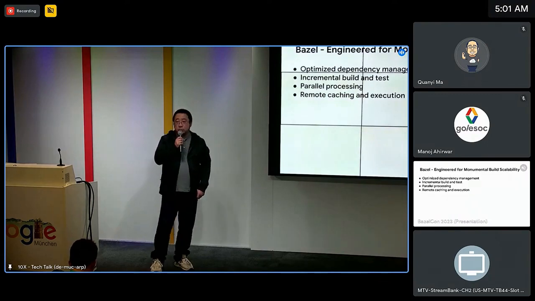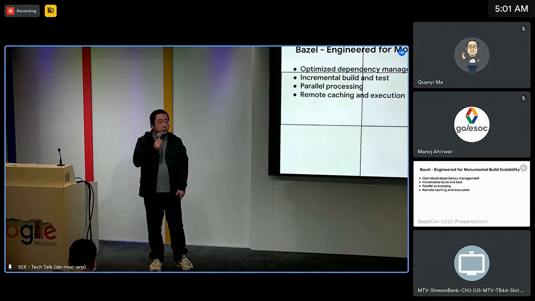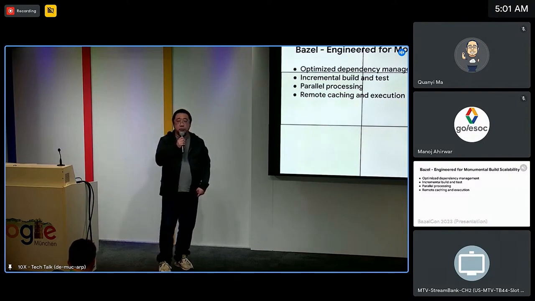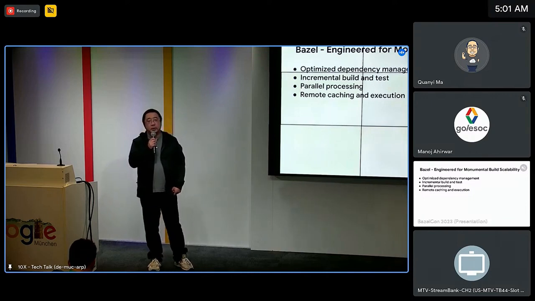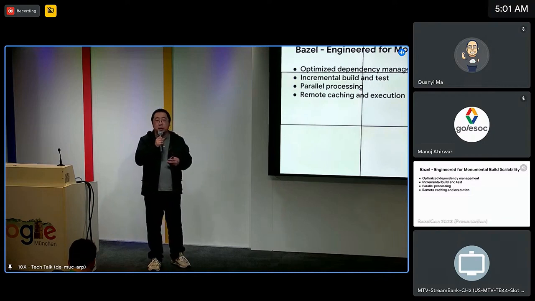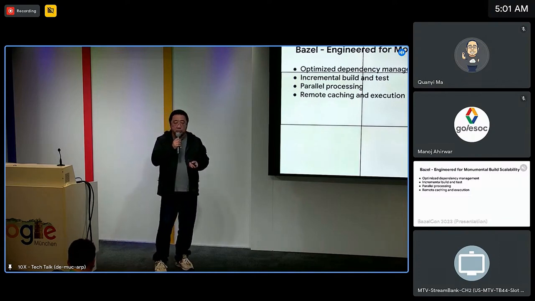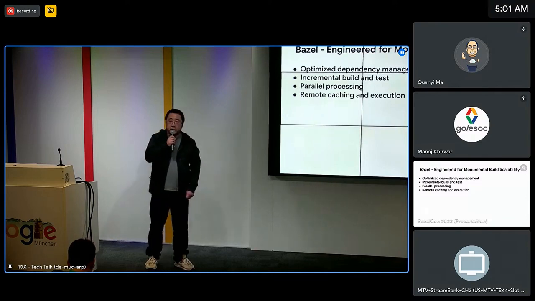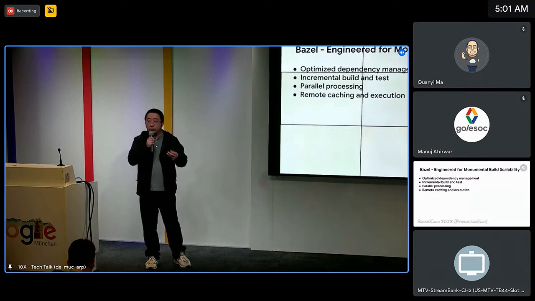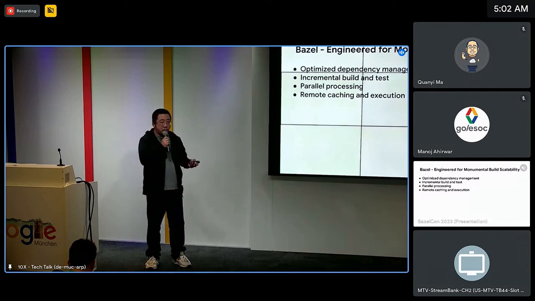Today is BazelCon, so I want to dive into Bazel, as most of you are already familiar with it. Let's just recap some key features. First, Bazel has intelligent dependency management and ensures only the parts which need to be built are processed, which can cut build times and save time. Second, Bazel has incremental build and test, which means you don't need to rebuild and retest everything with each code commit.